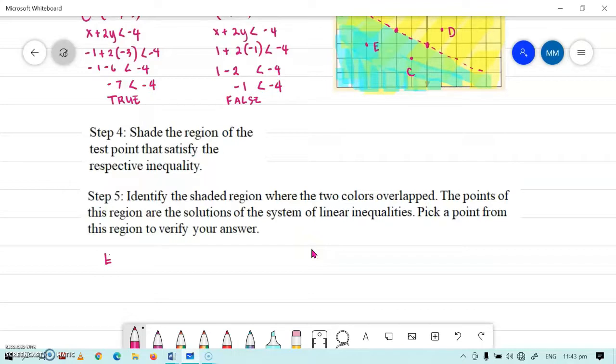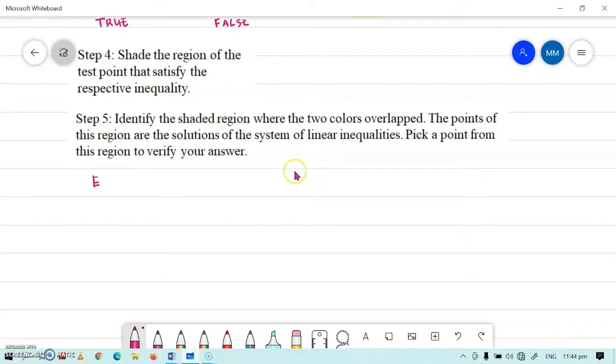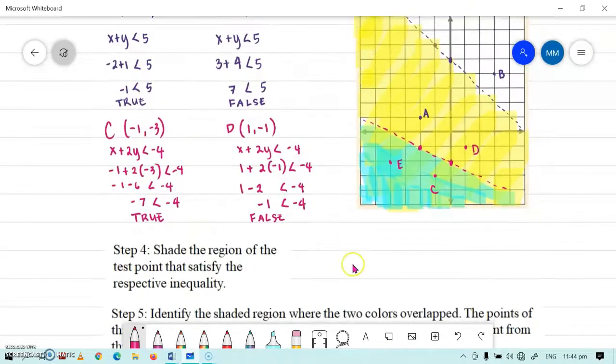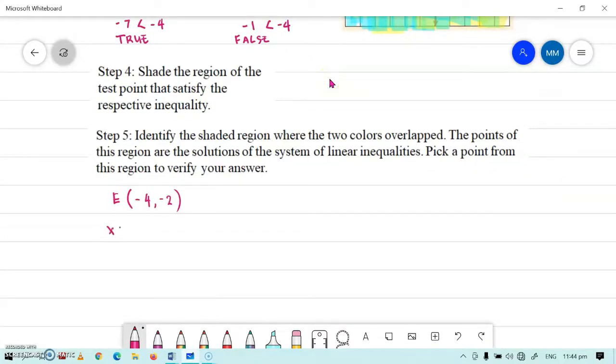So point E. Now the coordinates of point E are negative 4 and negative 2. So going back to our inequality 1, we have x plus y is less than 5. And for our inequality 2, we have x plus 2y is less than negative 4.